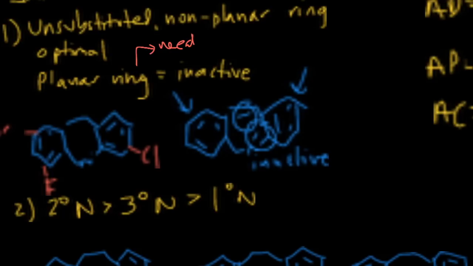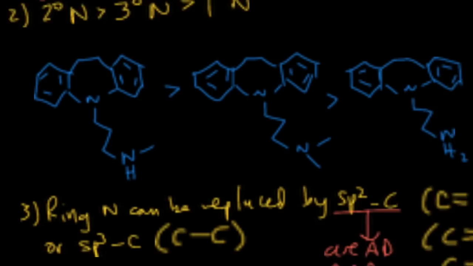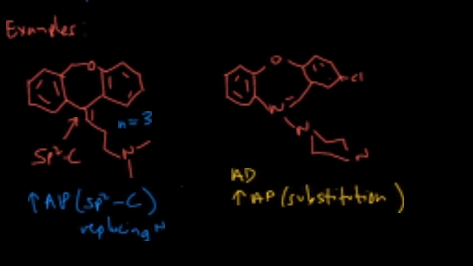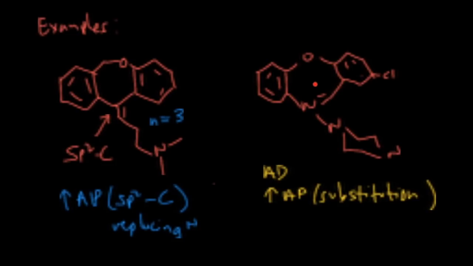You need more than one double bond in the middle ring. In the case of amoxapine, you only have one double bond, which doesn't really make it planar. It's a little more planar, a little less non-planar, but it's not totally planar. So look for more than one double bond in the middle ring, and you have a planar ring.